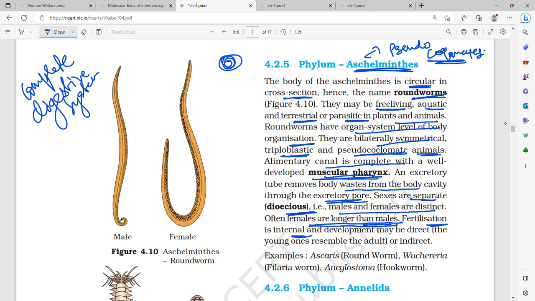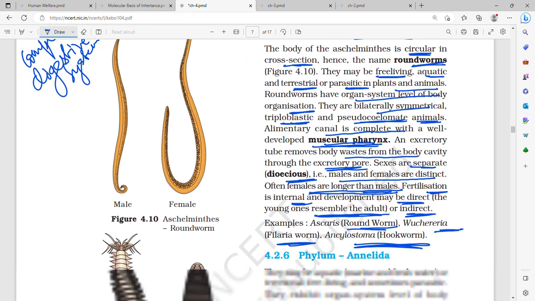Fertilization is internal and development may be direct, where young ones resemble the adult, or indirect. Examples: Ascaris roundworm, which causes ascariasis; then Wuchereria bancrofti, the filarial worm, which causes filariasis or elephantiasis; and Ancylostoma, which is a hookworm.